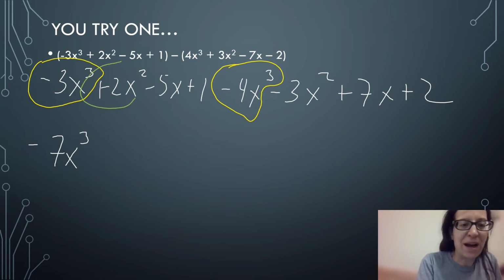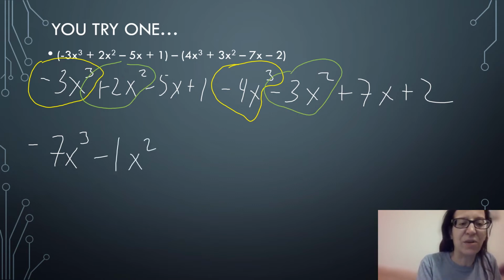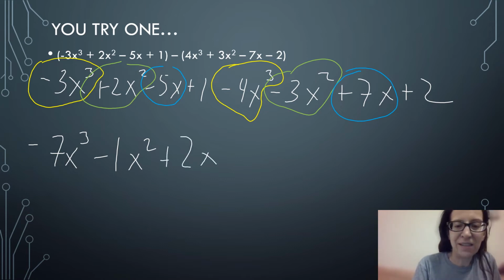We have positive 2x squared minus 3x squared, which will give us negative 1x squared. You do not need to put the 1 there. We have negative 5x plus 7x, which will give us positive 2x. And then last but not least, positive 1 plus 2 gives me 3.